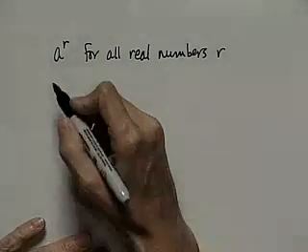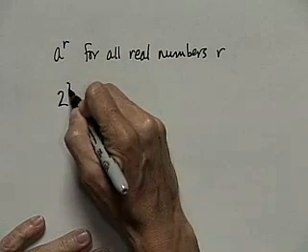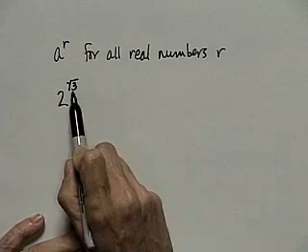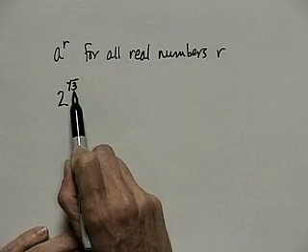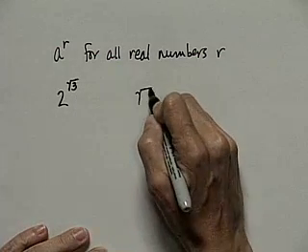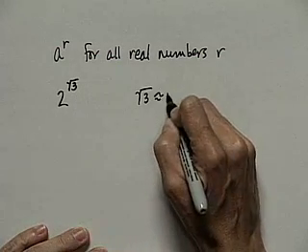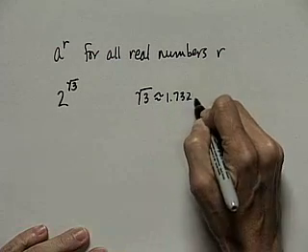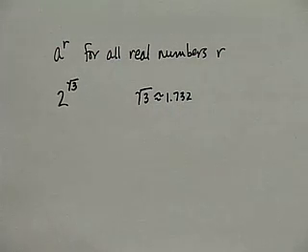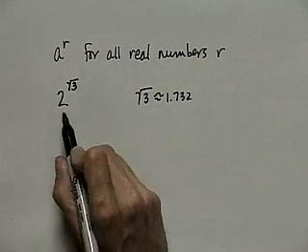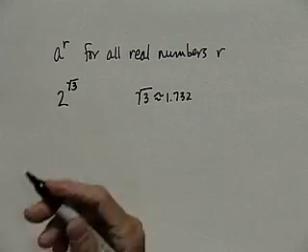For example, suppose I wanted to evaluate 2 to the square root of 3. Now, the square root of 3 is an irrational number. The square root of 3 is approximately 1.732, but it goes on forever as an irrational number. So what does 2 to the square root of 3 mean, or how could we evaluate it?